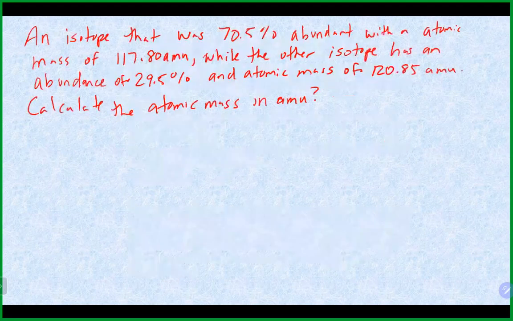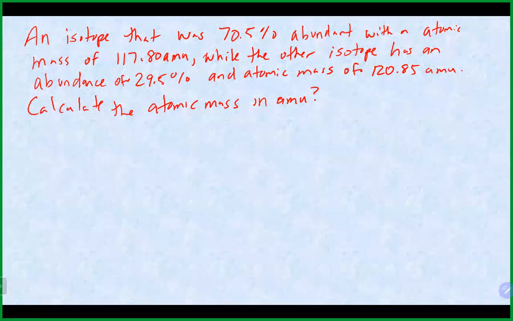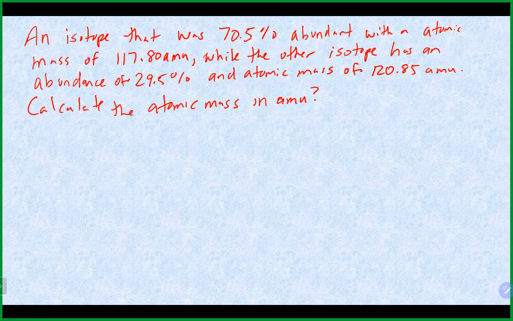All right, so why don't you try one here: an isotope that was 70.5% abundant with an atomic mass of 117.80, while the other naturally occurring isotope has an abundance of 29.5% and an atomic mass of 120. Calculate the atomic mass of this mystery element here in AMU. So see what you come up with. All right, let's take a look.